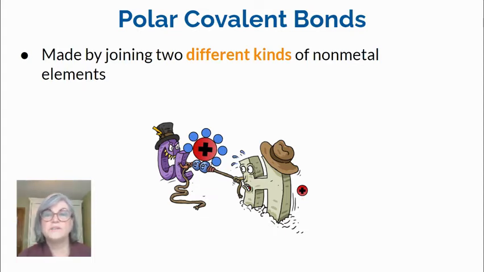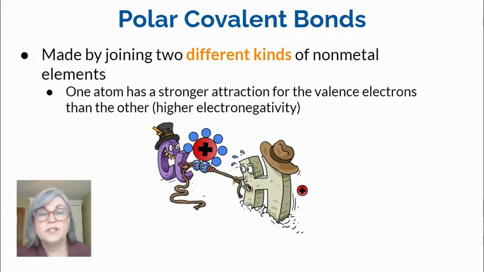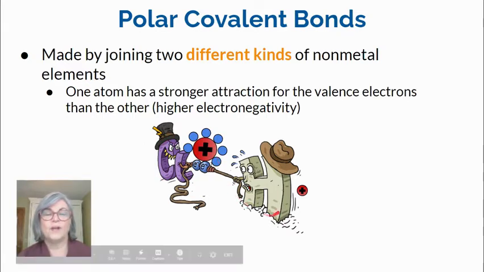So this is accomplished when we have two different kinds of nonmetal elements. And because they're different, they have different numbers of protons, so different amounts of pull for the electrons. And since chlorine's pull on the electrons is stronger than hydrogen's, the electrons spend more time on chlorine's side of the atom. Now, that force of attraction isn't quite strong enough for chlorine to strip hydrogen of its electron and become an ion. They're still sharing. It's just that the electrons are spending a lot more time with chlorine than they are over here with hydrogen.